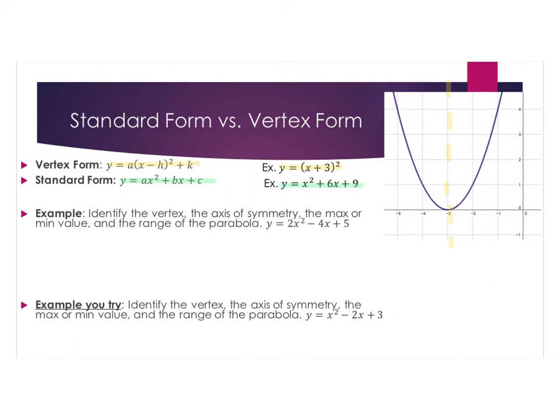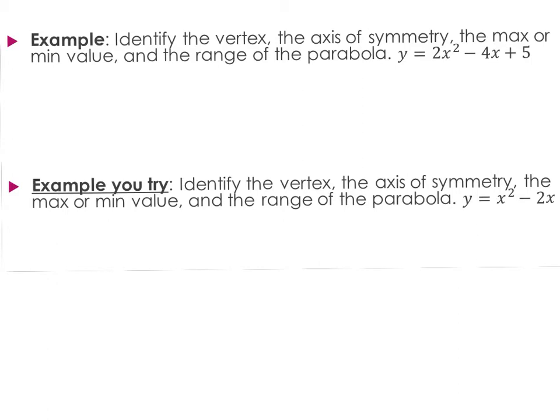And that leads us to our first type of problem. We want to identify the vertex, the axis of symmetry, the max or min value, and the range of the parabola y equals 2x squared minus 4x plus 5. The first thing we need to do is figure out how to find the vertex. When a parabola is written in standard form, to find the h-coordinate of the vertex, you're going to do h equals -b divided by 2a. So my a value is 2, my b value is -4, and my c value is 5.